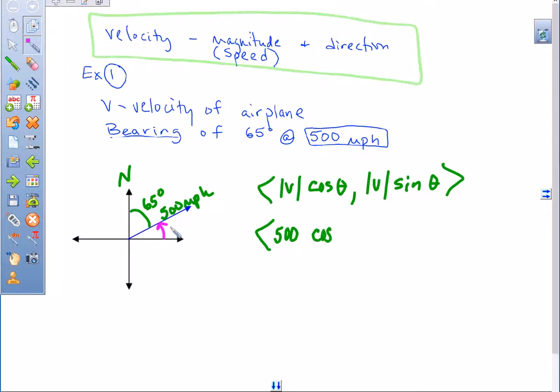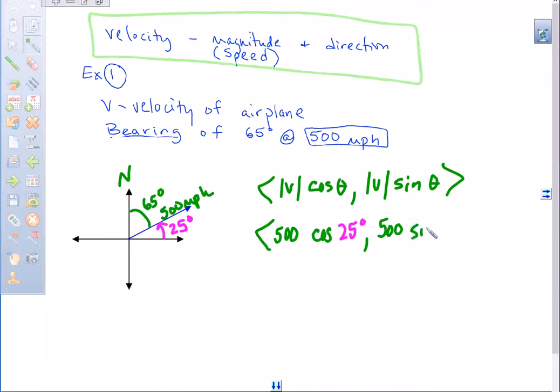So if this is 65, what is this? 25. So this is where we have to be a little careful on these problems. And so this would be 500 times sine of, same thing, 25 degrees. We just have to be careful to not confuse the angle from our bearing with the angle that we need to find sine and cosine. So we do 500 times cosine of 25, 500 times sine of 25, and what does that give us?